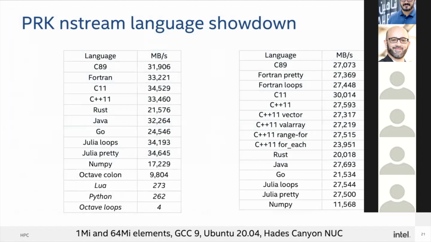So this is the initial language showdown. I'm intentionally not including all the details. I have an Ubuntu 20 Hades Canyon NUC. I use the built-in toolchain with the exception of Julia because there was a bug, so I use Julia 1.5.1 straight off their website. I use GCC 9 straight out of Ubuntu. Everything else, including Go and Java, came out of the package manager, as did Rust.